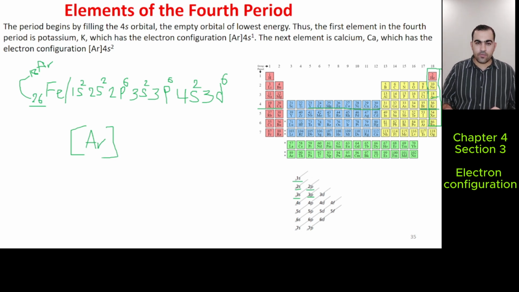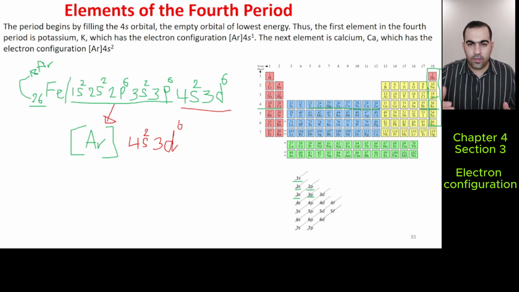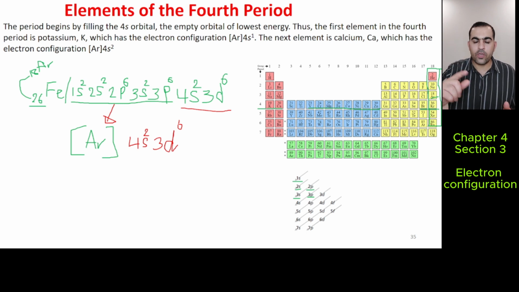The atomic number of argon is very important for you to know. It's 18. Until where is 18? 1s2, 2s2, up to 12, 18. So what's left after this? 4s2, 3d6. I'm going to write it after the bracket: 4s2, 3d6. So, guys, for all the elements of the fourth period, we use argon.